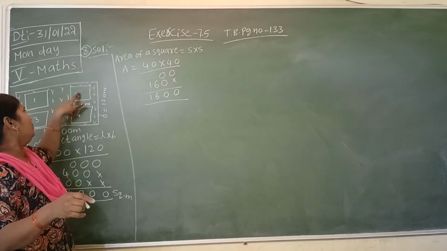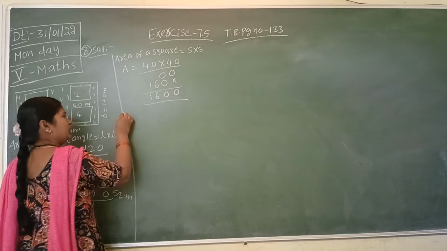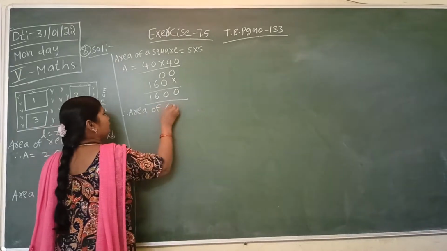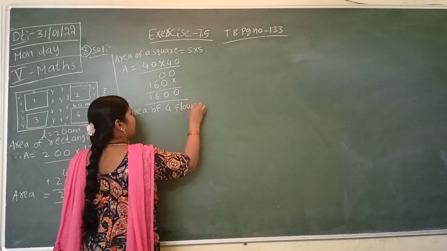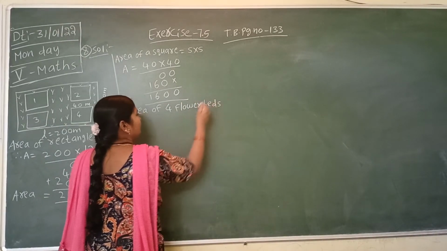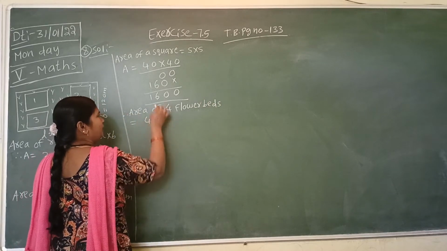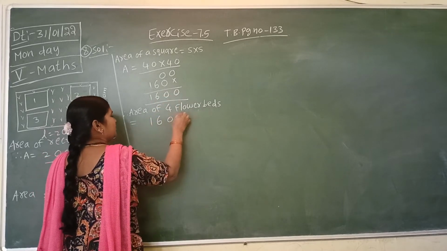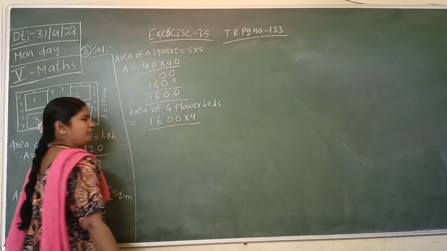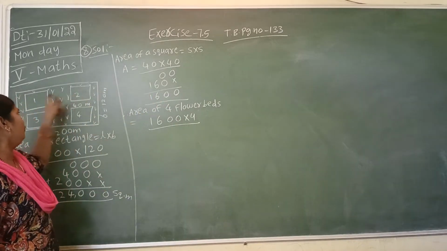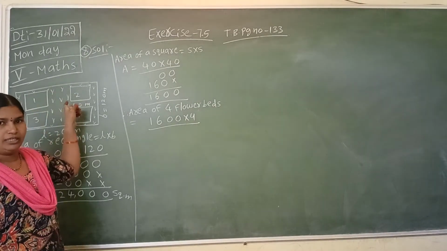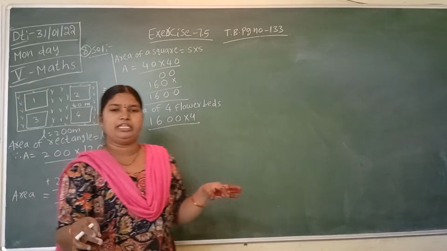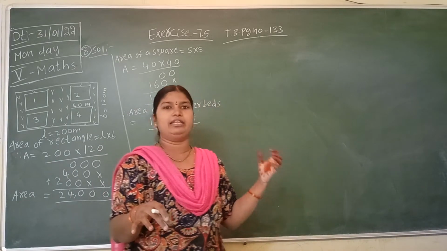Now we have 4 flower beds. That 4 area you have to find out. Therefore, area of 4 flower beds equal to 4 into this number, 1600 into 4. Why I am multiplying means we have 4 flower beds inside the field. You have to remove these 4 flower beds space also. Then only you are getting how much space is remaining in the rectangular field.